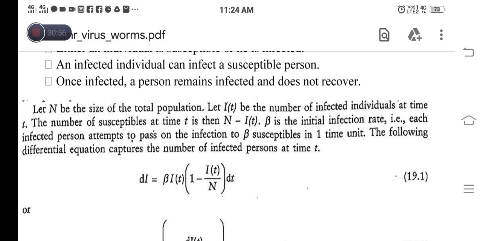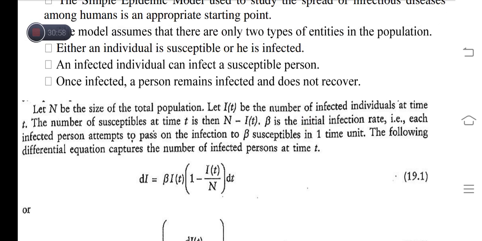Now let beta be the initial infection rate, that is, each infected person attempts to pass on the infection to other beta susceptibles in one time unit. Okay, we have the infected entities. Now what is the role of the infected entities? They will start spreading the infection to other susceptible entities. So we are representing that with beta in one unit time.